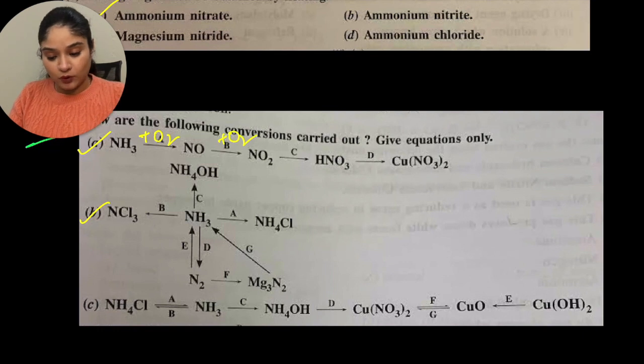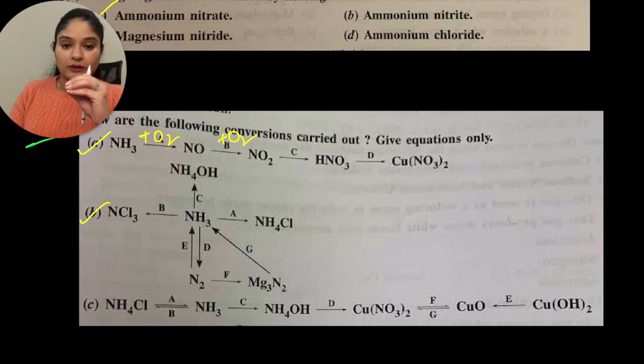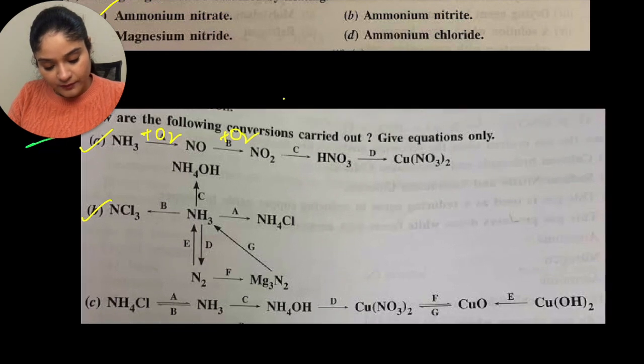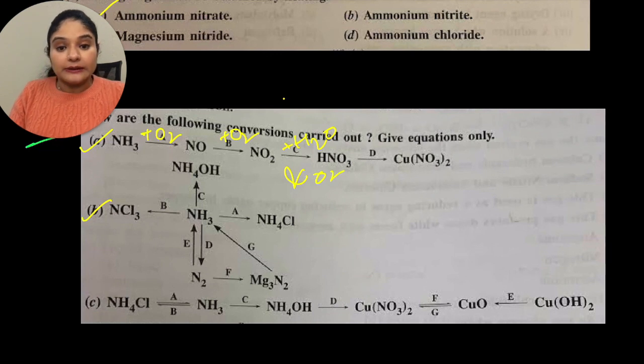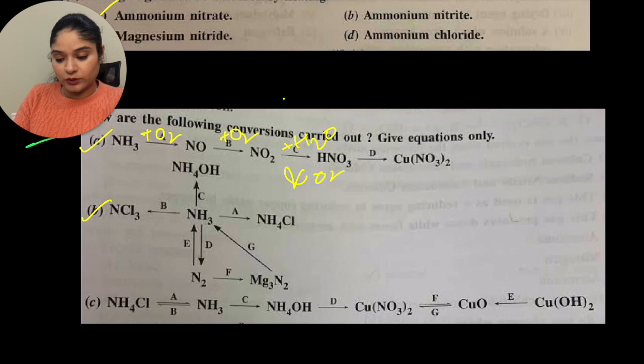You reach up NO2. Now from NO2, you are supposed to get HNO3, that is nitric acid. So for that, you will be adding water and oxygen together. So in this case, you are adding water and oxygen together. Then the D part is, from HNO3, you are trying to reach Cu(NO3)2.